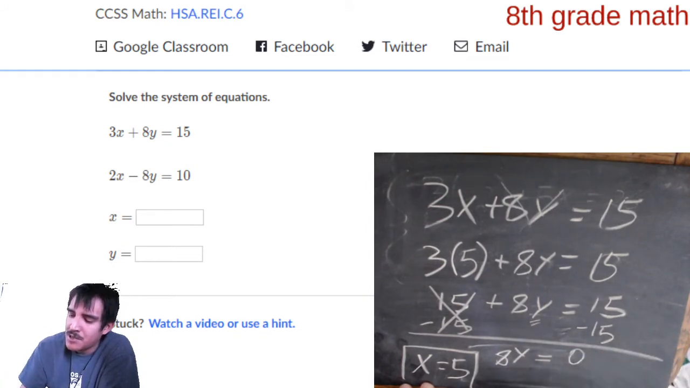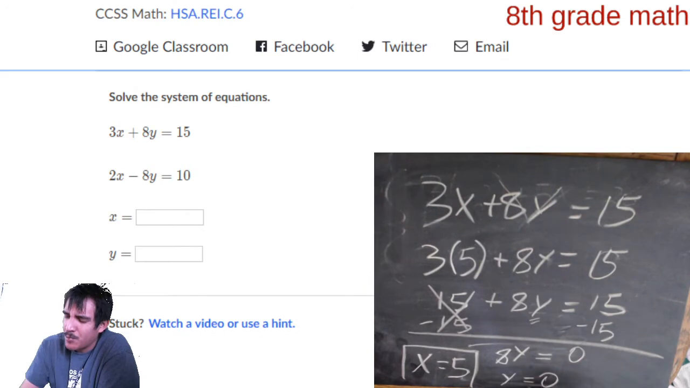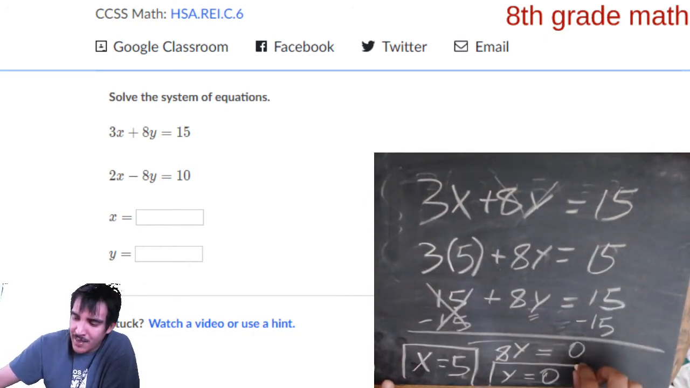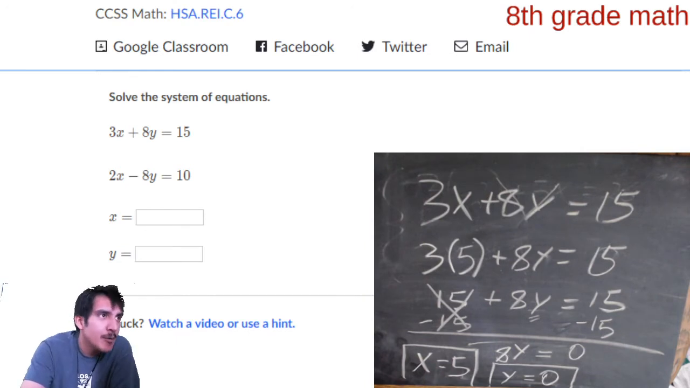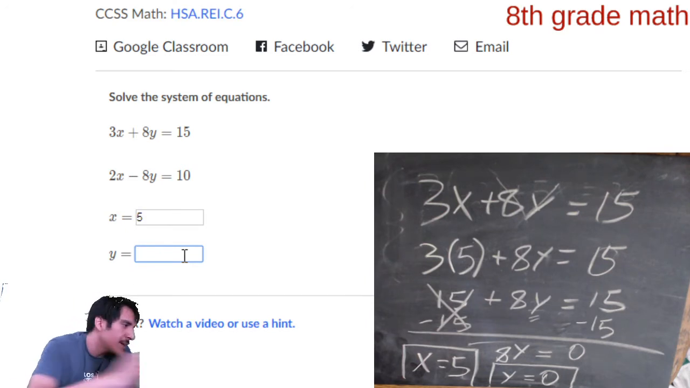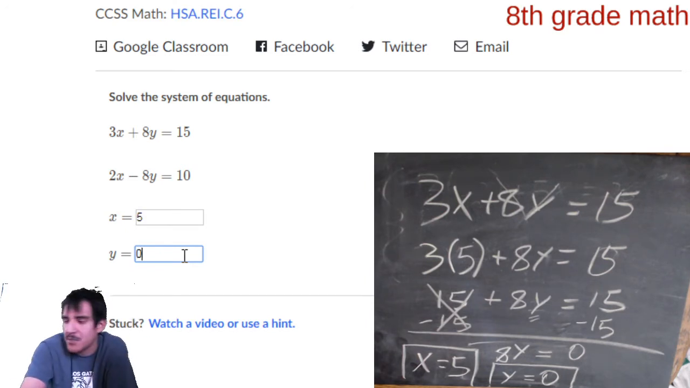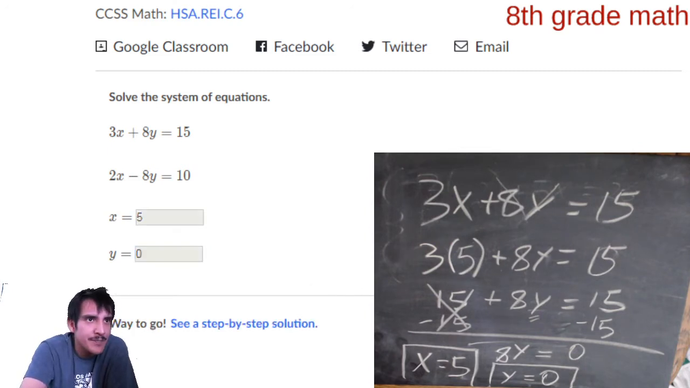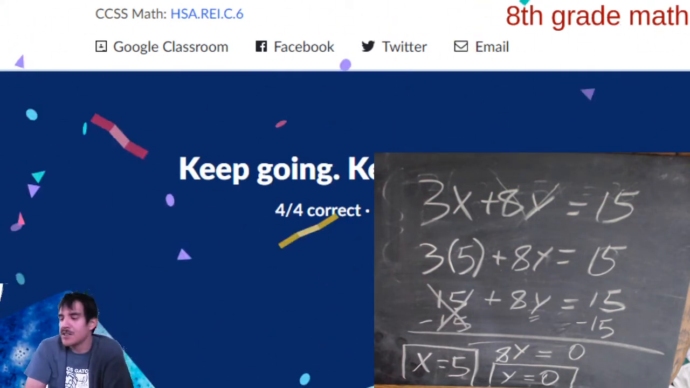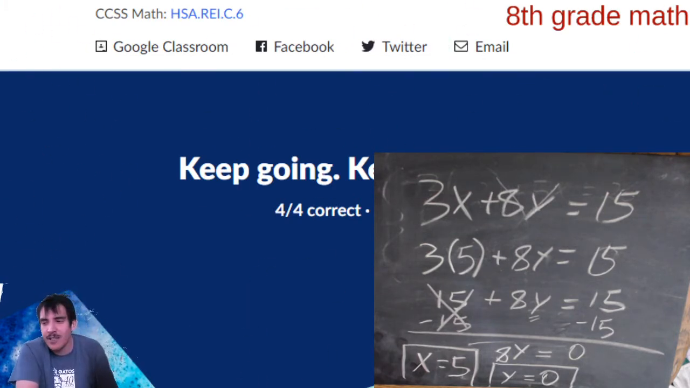8 times y equals 0, meaning that y, if you divide both sides by 8, you still get 0. y equals 0. So you get x equals 5, and then when you put x equals 5 into the equation and you solve that new equation, you get y equals 0. One of the numbers will not always be 0. It could be a mix of two different numbers, but I think they're choosing some easy ones for us right now. So let's go ahead and check x equals 5, y equals 0, and we are good. Hooray.